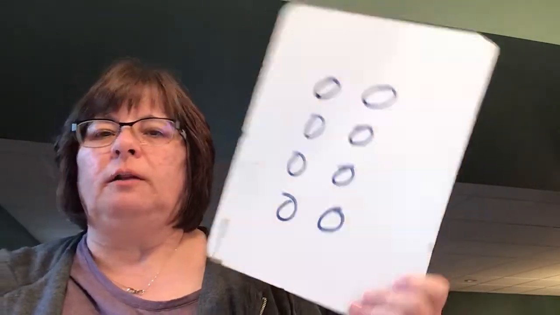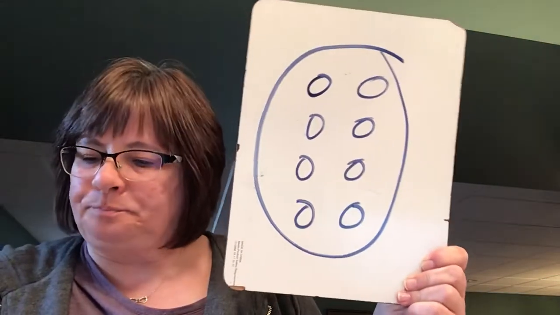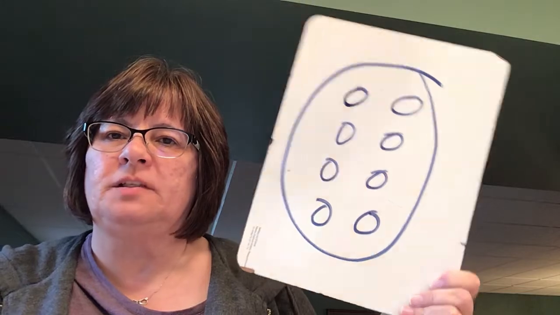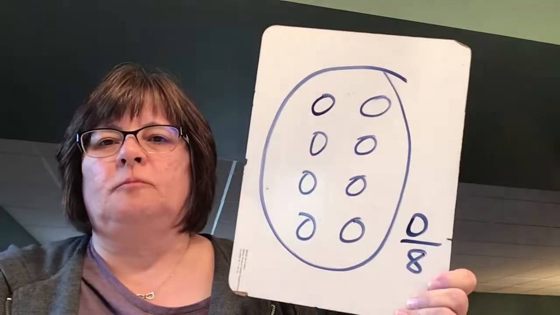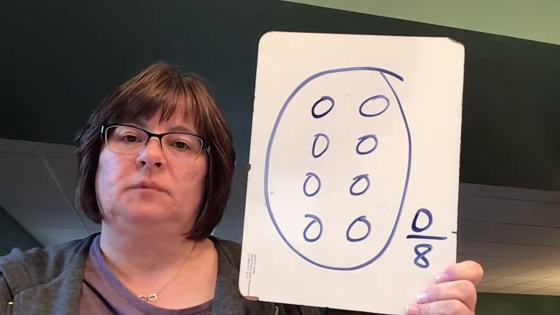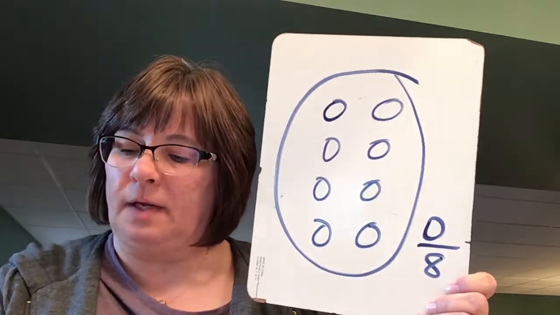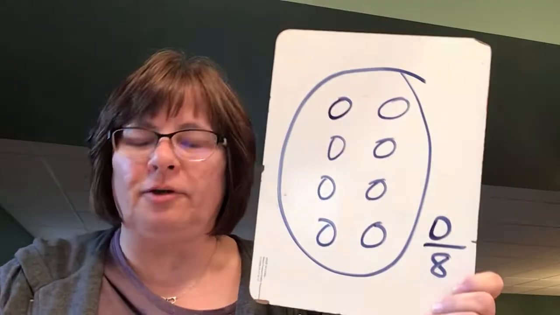What is the whole? Well, the whole is all 8 of these counters. It's in 8 equal parts. So 0/8 of this would be nothing, because I'm not talking about anything. I'm not talking about 0. I'm talking about not whatever, you know what I mean.